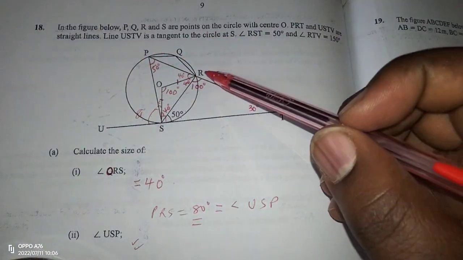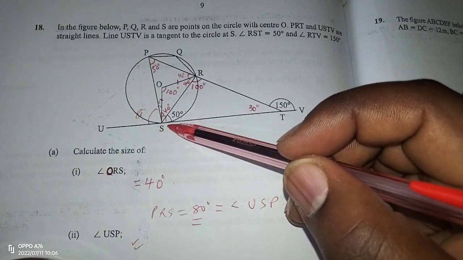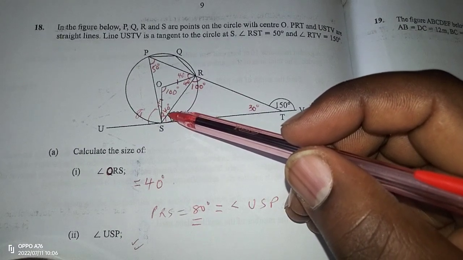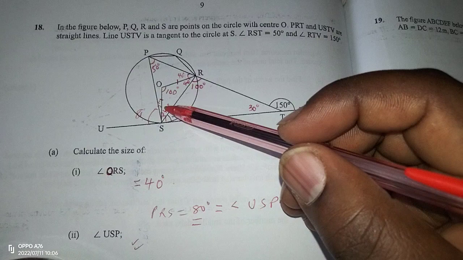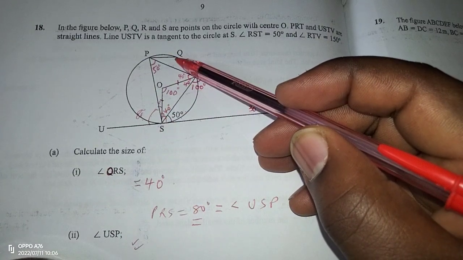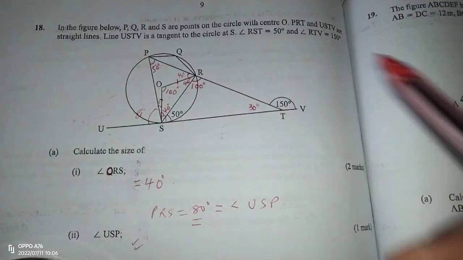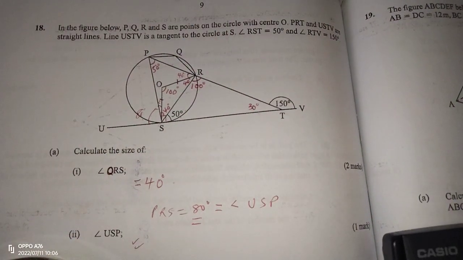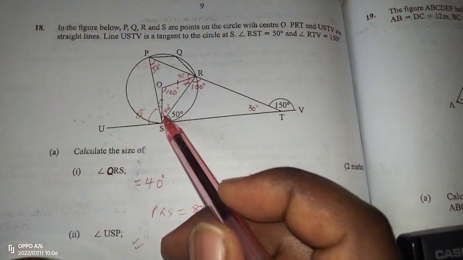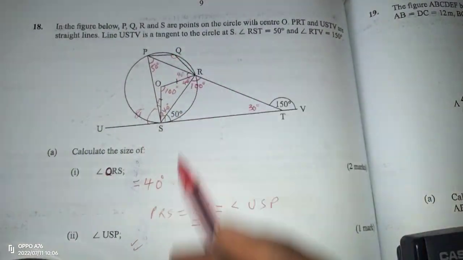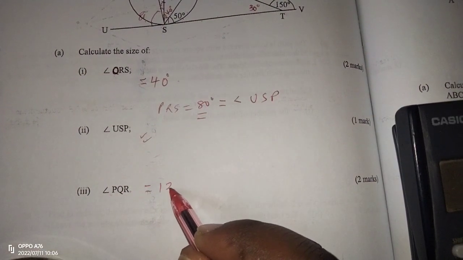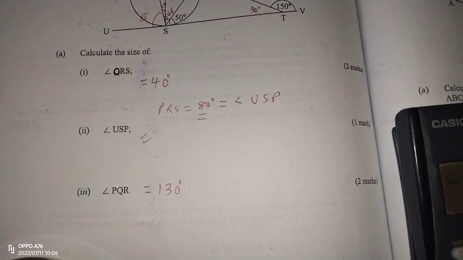So if this is 50 degrees and the angle at Q is the opposite angle in this quadrilateral PQRS, which is four-sided and has its vertices touching the circle at the circumference, we call it a cyclic quadrilateral. So we have 50 here. The opposite angles in a cyclic quadrilateral should add up to 180. So if this is 50, then the angle at Q is going to be 130. So PQR is 130 degrees.